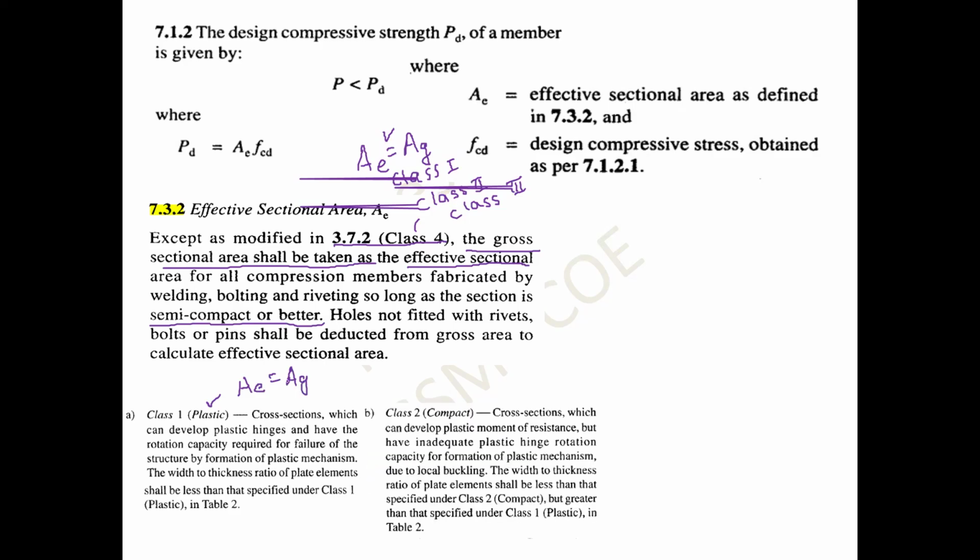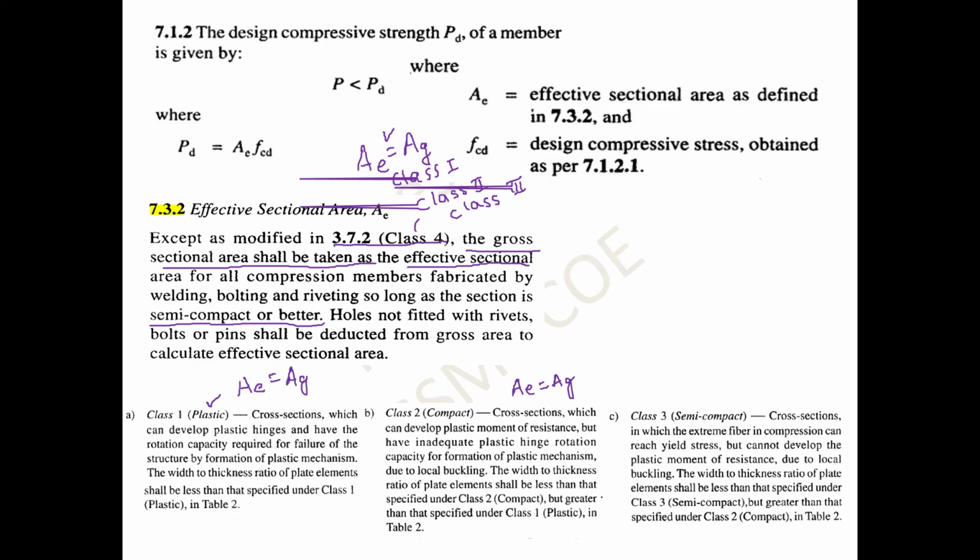Then you can go with class 2 compact. Here also I can use AE equal to AG. And then third class 3 semi-compact. Then here also I can use AE equal to AG. Semi-compact or better means we have class 3, class 2, class 1. These classes we have class 1 and class 2 we have better than semi-compact, that is class 2.